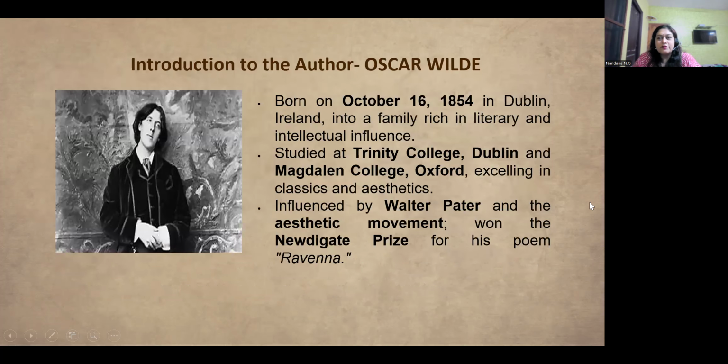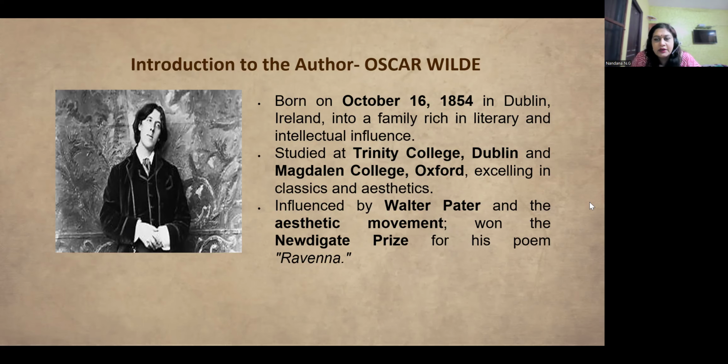Now let us introduce ourselves to the author. Introduction to the author, Oscar Wilde. I've incorporated an image of the author. Oscar Wilde was born on October 16, 1854 in Dublin, Ireland, into a family rich in literary and intellectual influence. Always family matters, and that is why I keep referring to the timeline in which he was born. 1854 was more or less 2 centuries ago, and we can see that clearly he was born much before the two world wars. So maybe the society at those times was much more stabilized, or at least it did not have the war-torn effects or the effects of the war at that time.